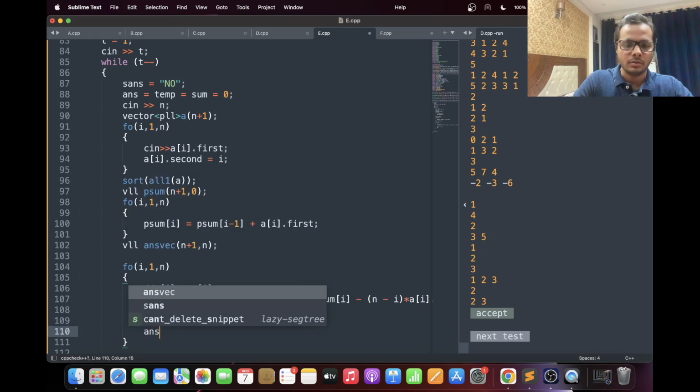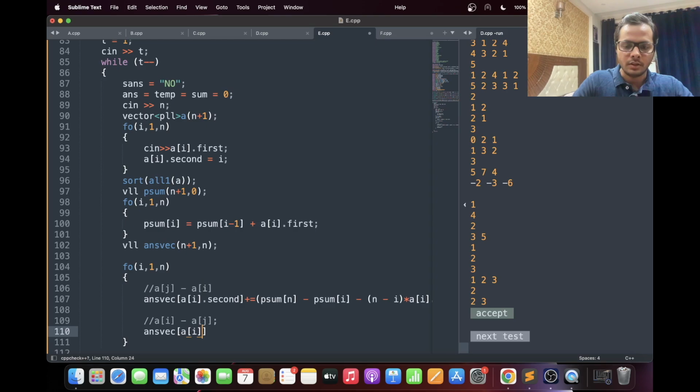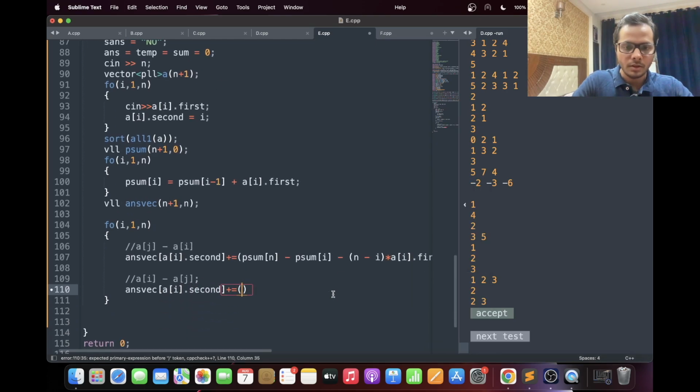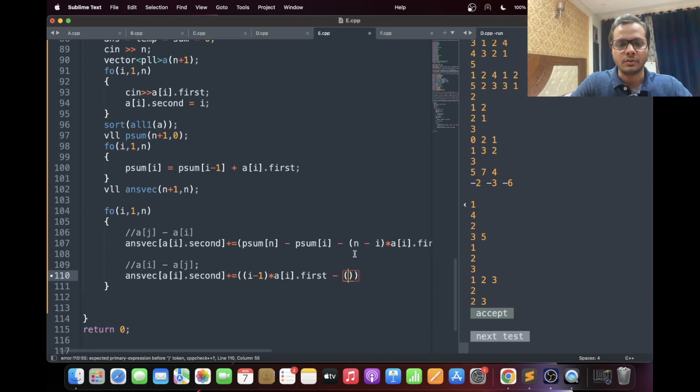Okay, so then I'll do answer of ai dot second plus equals to p sum of i minus 1, sorry, this should be i minus 1 times ai dot first, minus this sum of all the elements from 1 to i minus 1, so that would be simply p sum of i minus 1.